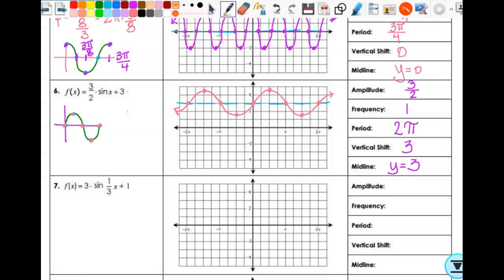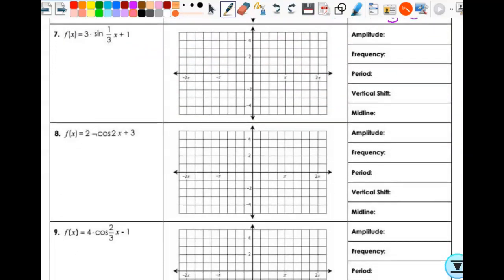All right. So let's find the important stuff here for number 7. Amplitude is 3. Frequency is 1/3. So what is the period? 6 pi. Very good. I have a vertical shift of 1. Midline, y equals 1. This is one where you're not going to be able to get all the anchor points on there. You're only going to be able to get 2 of them on there. But think about where they should be, see how far you can get, and then I will walk you through it.